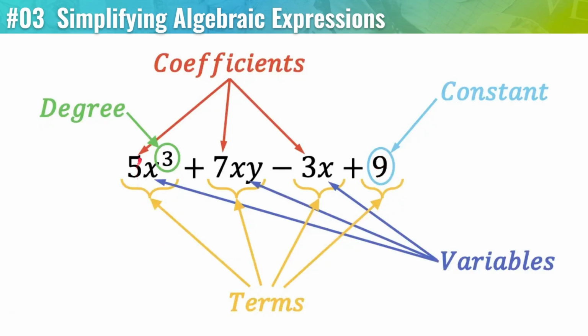So these are terms with variables. So both the terms with and without variables are called terms. They are separated by the plus or the minus sign. So if you see something like this, x, y, these are two variables, but it's still counted as one term.